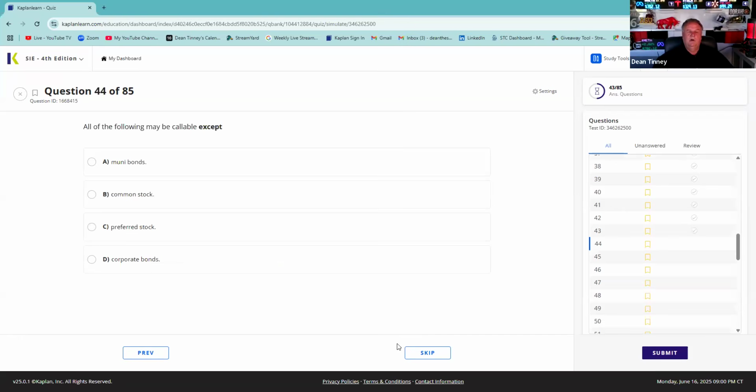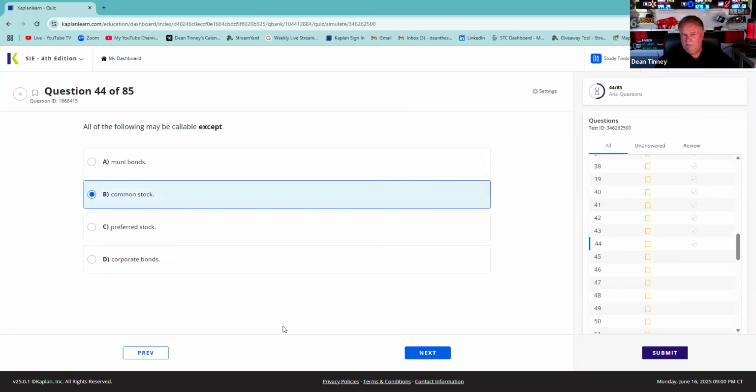All the following are callable except, may be callable except: common stock. A call is about fixed income investment vehicles. So even though preferred stock is an equity investment, it is still, like a bond, a fixed income investment vehicle. And the issuer would like to be able to replace high cost preferred stock with lower cost preferred stock.